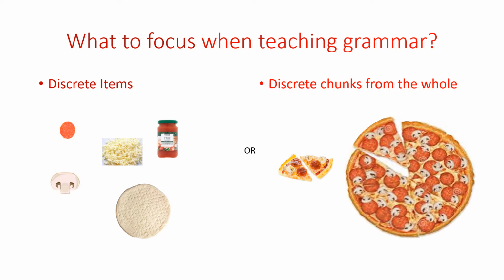The other school of thought is that you look at the pizza as a whole, and take discrete chunks from that whole pizza rather than discrete items. So this would be like some parts of speech put together into clauses, for example, or phrases, rather than going at word level and identifying the parts of speech of those words. We look at the whole structure and break it down into meaningful chunks.